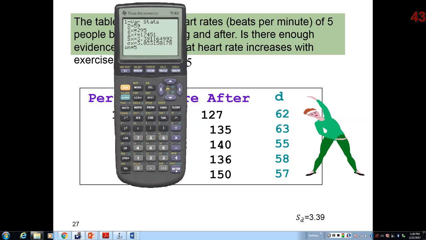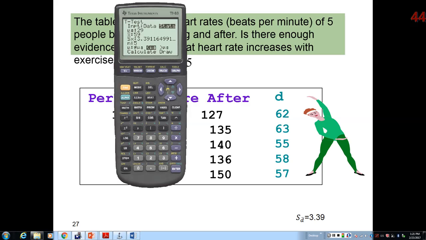And then what is my sample size? How many pairs do I have there? How many pairs connected do I have there? 5. So I have 5 pairs connected. Okay? And now that I have this, I'm going to go back to my t-test. So I'm going to go to stat. I'm going to go out to test. And I'm going to go out to t-test right there.